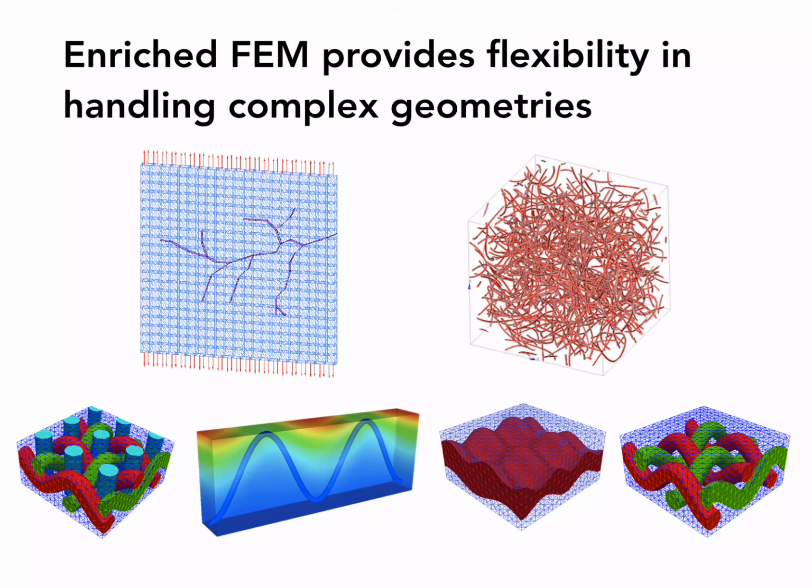All of these are real enriched solutions. Okay, so on the top left, you have a propagating crack with branching. Top right, you have a microstructure containing fibers. And then on the bottom left, you have woven composites. Then you have a microchannel that has a sinusoidal form. And then, well, you name it. You can pretty much do anything. And everything you see here is independent from the mesh, which is really, really powerful.